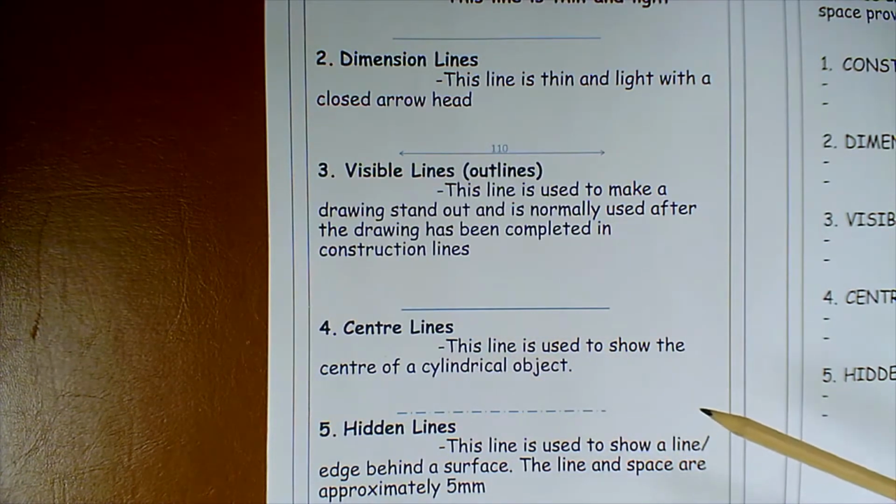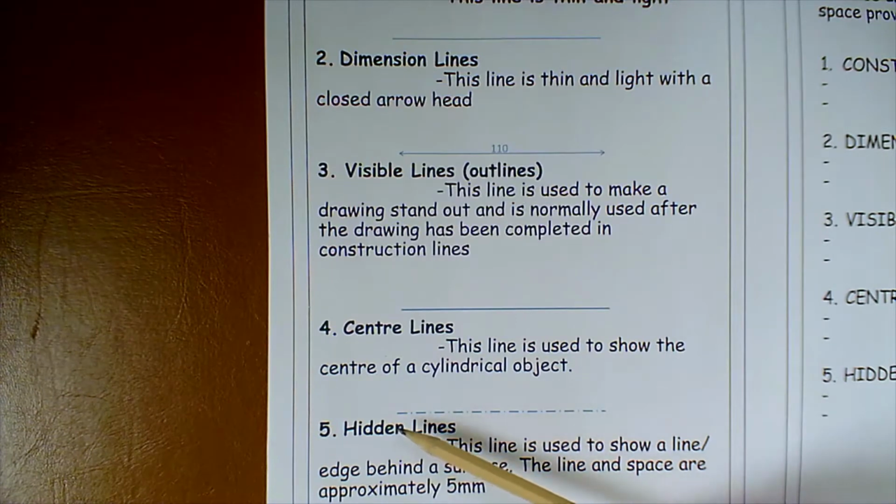The next one we're going to consider is a centre line. This is a line that you'd get in the middle of a circle or a curved edge, and it signifies where the centre is, and it's dash, dot, dash, dot, dash, dot, and so forth. We'll see how to draw them in a few moments.